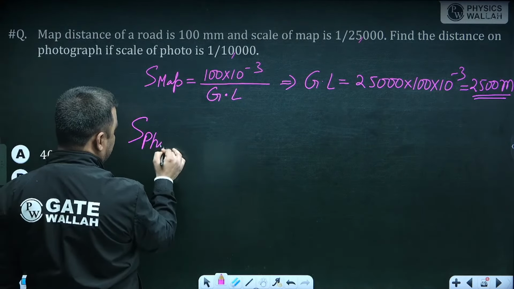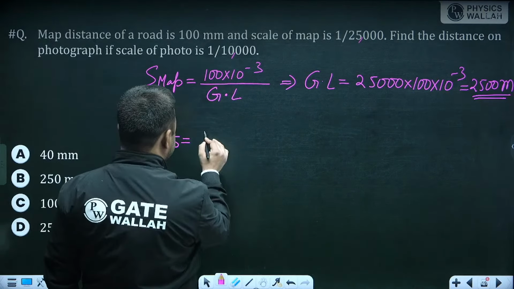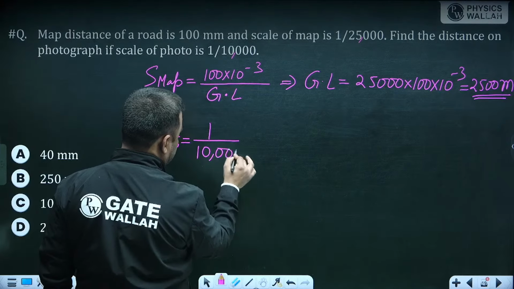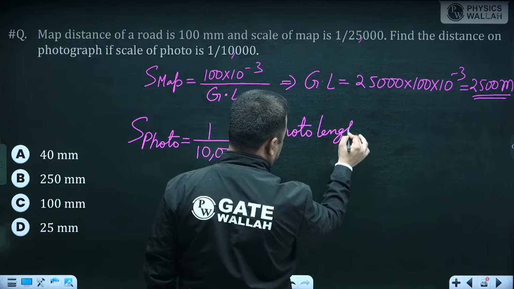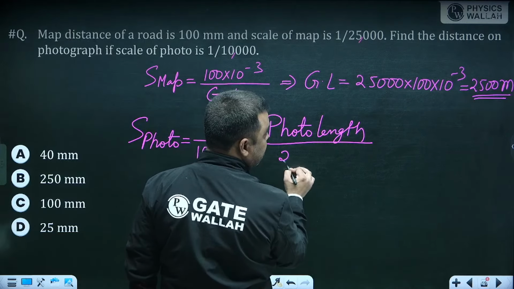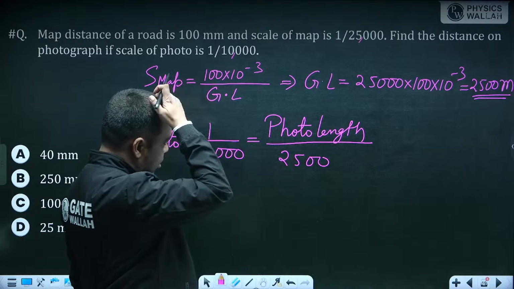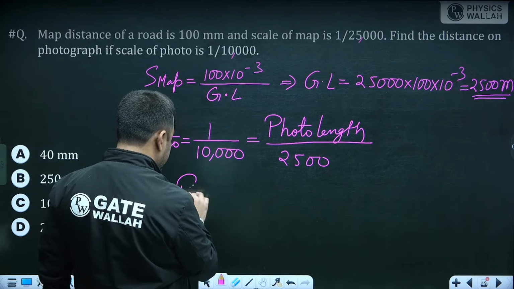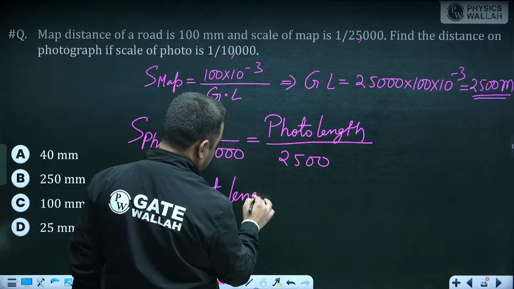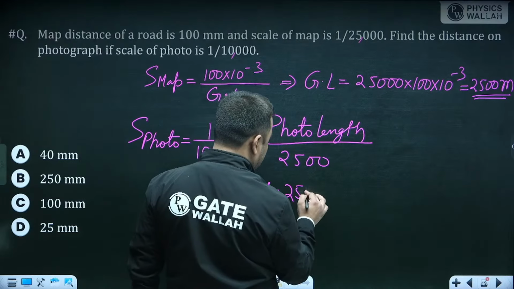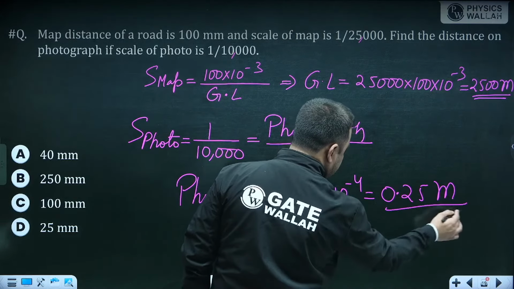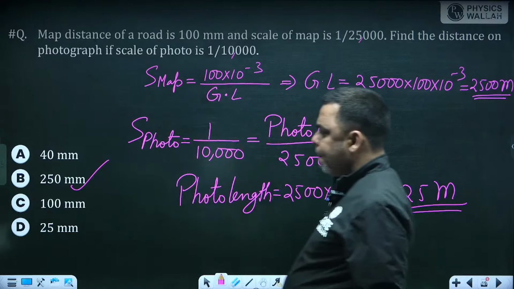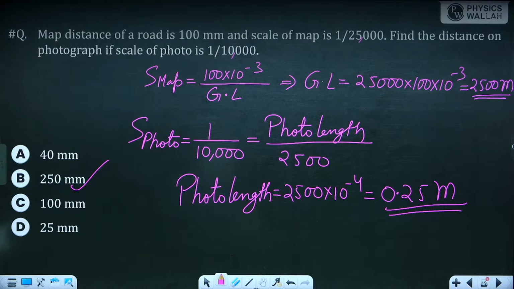Scale photo, that is 1 by 10,000. Photo length divided by ground length. So how much will be photo length? 0.25 meters. That is nothing but 250 mm. Answer is option B. Answer would be option B. Is this clear?